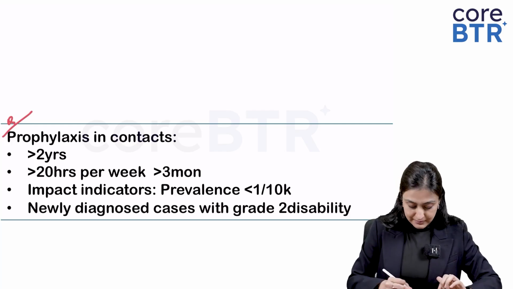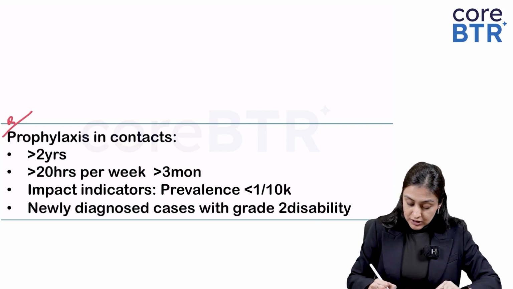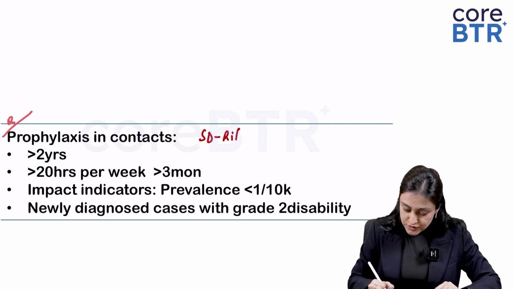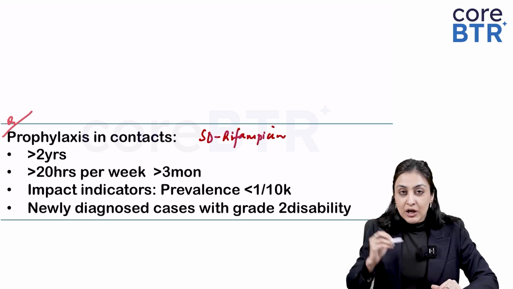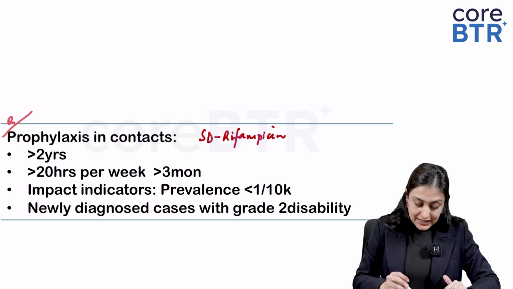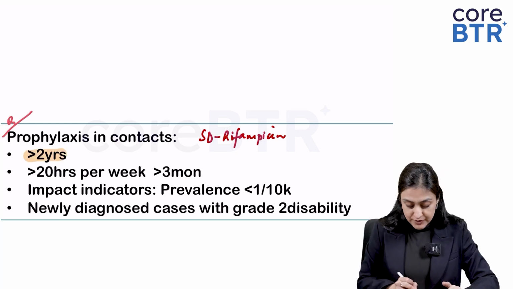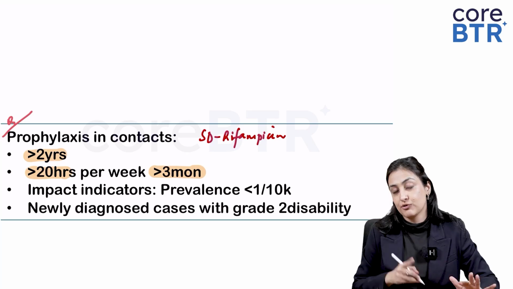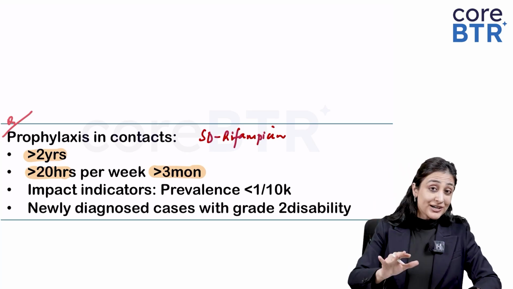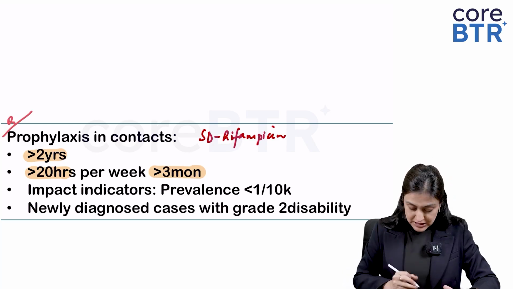First of all, they are making us remember so much, for what? The prophylaxis is single dose rifampicin. It's the most effective drug against leprosy. Single dose is enough. Who to give this single dose? Anybody more than 2 years of age, who has spent more than 20 hours per week with the patient for more than 3 months. So much calculation for one drug. More than 20 hours in a week, 3 months.